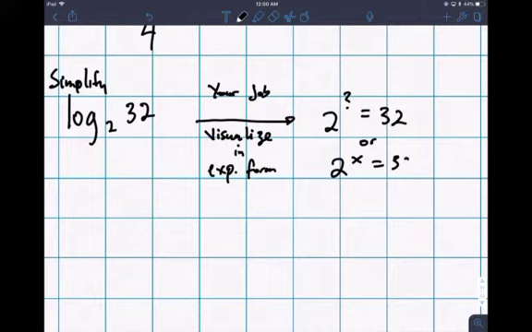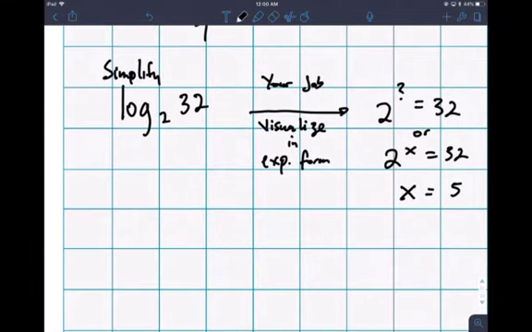Okay, well 2 times 2 is 4. 2 times 2 times 2 is 8. 2 times 2 times 2 times 2 is 16. 2 times 2 times 2 times 2 times 2 is 32. Also, that means that x is equal to 5. So that means that here the answer will be 5.